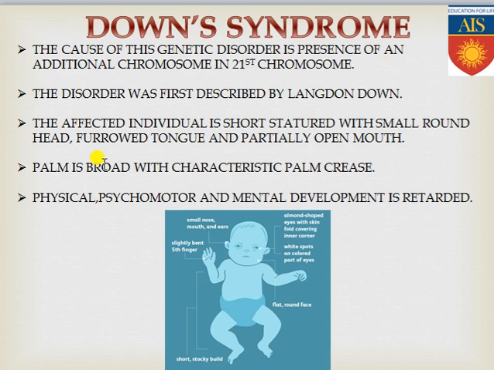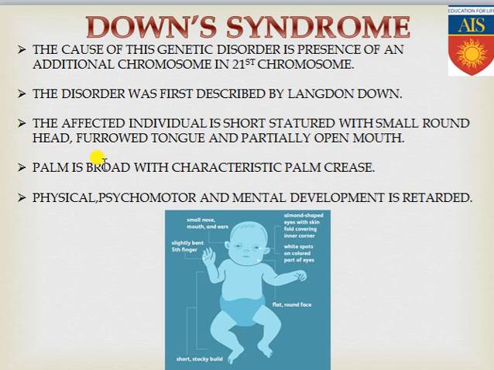Down syndrome is a genetic disorder which occurs due to the presence of an extra additional chromosome in the 21st autosome. That's why it is commonly known as trisomy 21. This syndrome was first described by Langdon Down. So from his name the syndrome name has been given, Down syndrome.